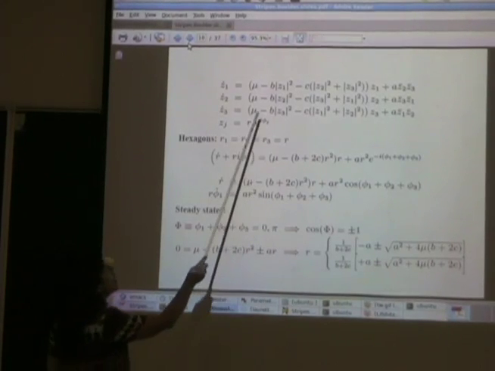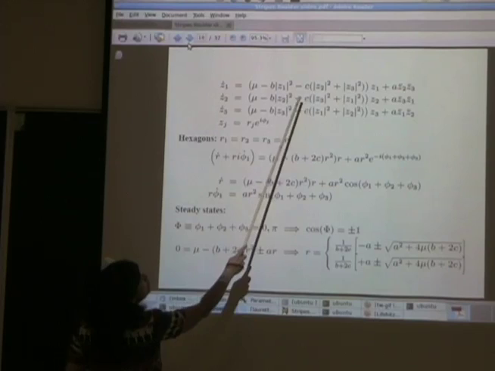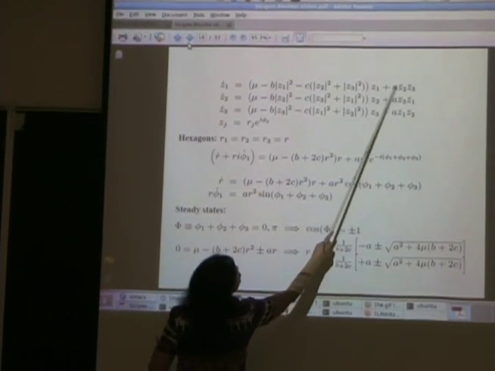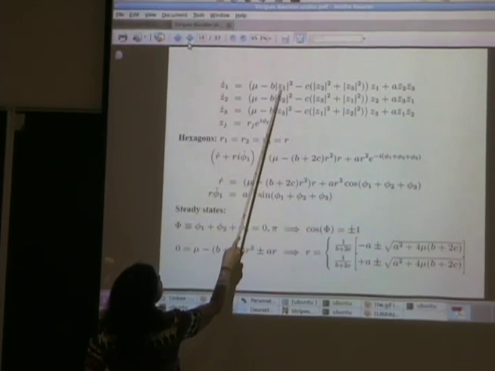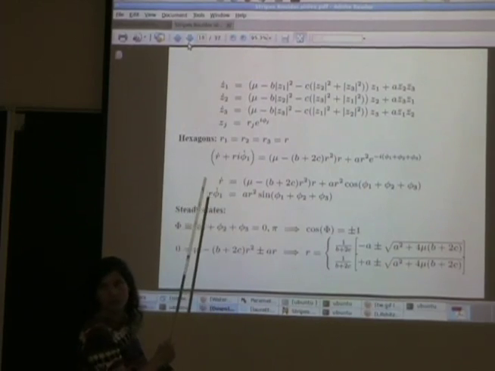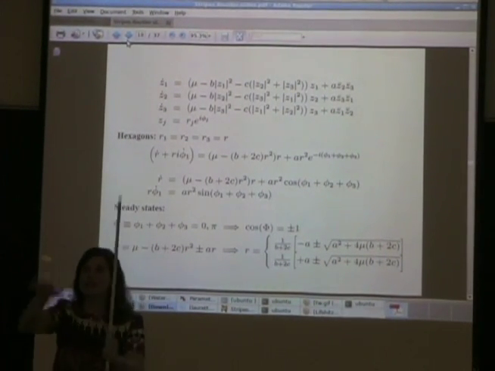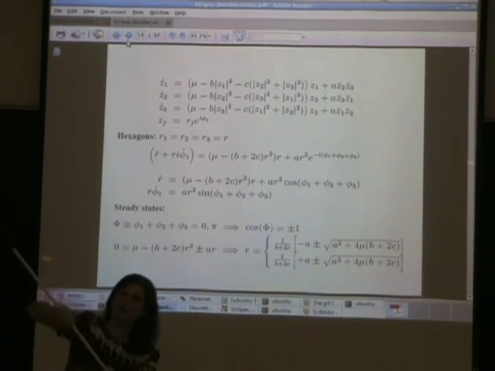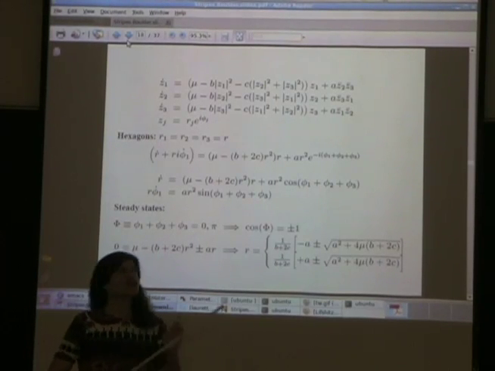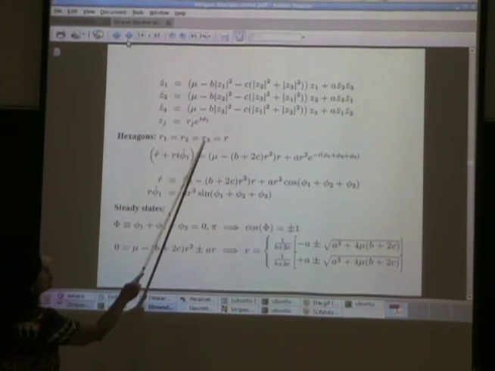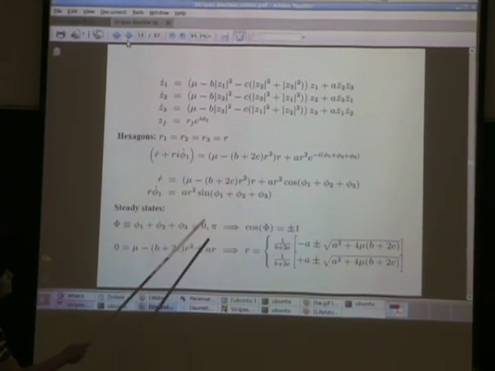You can see that you have solutions that are all z1. If these terms are 0, this term is 0, and you get z1 equals square root of mu over b. You have solutions that are all z2. So you can have rolls that are like this, you can have rolls that are like this, and you can have rolls that are like this. All those are allowed. Let us look for solutions where R1, R2, R3 are all non-zero and all equal.